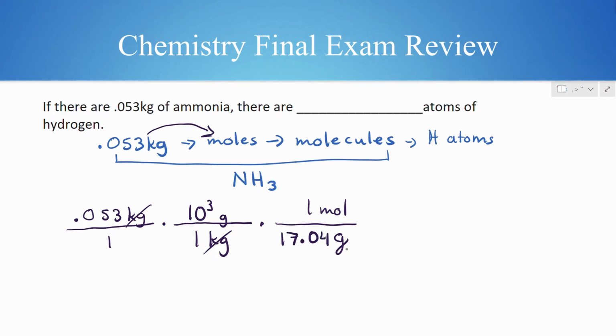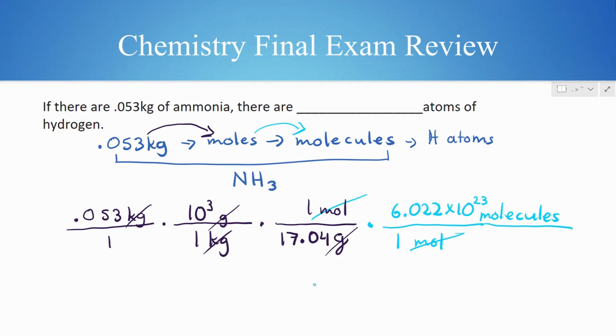So now grams of ammonia cancel out, and now we can go to molecules of ammonia. To do this, we're going to use Avogadro's number, which is 6.022 times 10 to the 23. So in 1 mole of ammonia, we have this Avogadro's number of molecules of ammonia. Okay, so now moles of ammonia will cancel out.